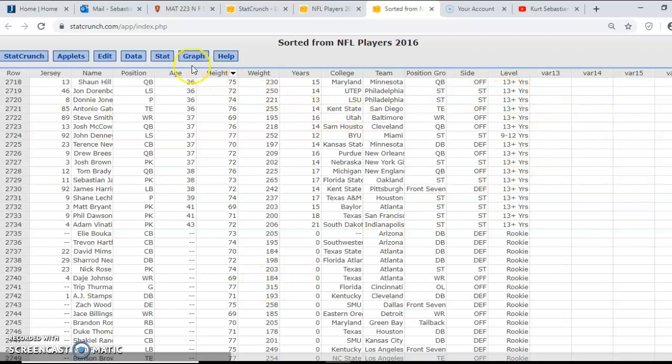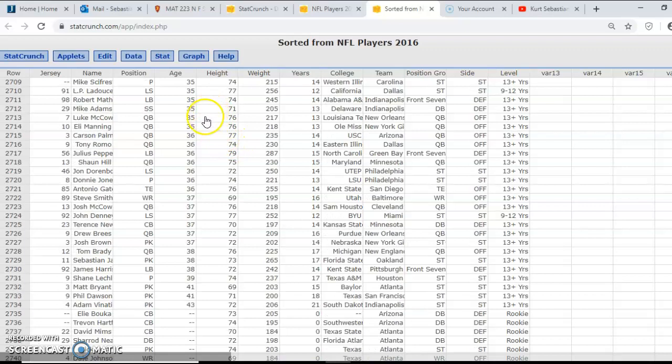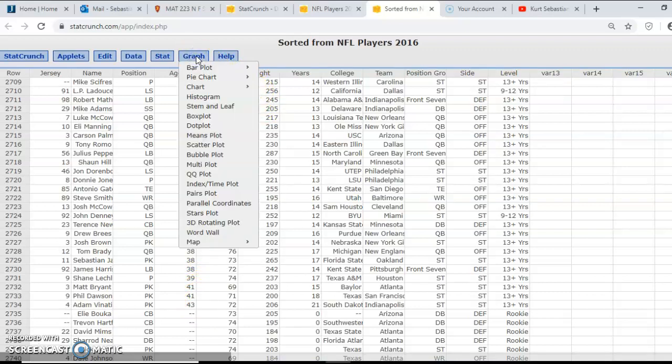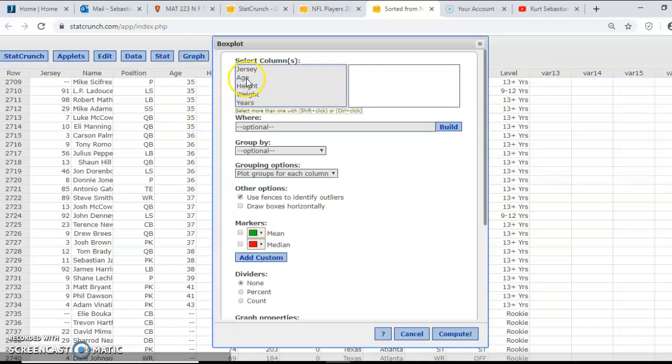Now I know all the different data points, right? 34, 35, 36, 37, 38, 39, 41, and 43 are outliers. Now let's actually look at a graph, a box plot. I'm going to graph a box plot here. I want to graph age. I want to draw the boxes horizontally because that's how I've drawn it, and I'm going to use fences to identify the outliers. So it knows to compute the fences by the 1.5 IQR rule.